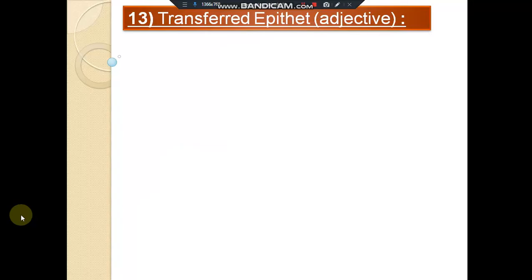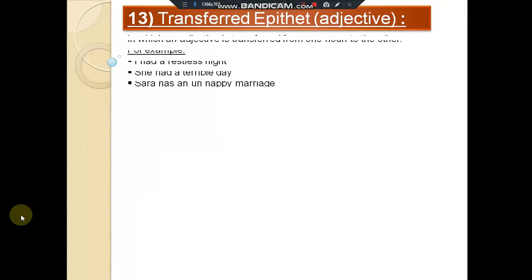The next is transferred epithet. Epithet basically is an adjective that is transferred to another noun or another thing. For example, if I say, I had a restless night. Who was basically restless? Obviously, I was restless. But this restlessness, this adjective, is associated with night. As I told you, that restlessness is used with night, though I was restless.